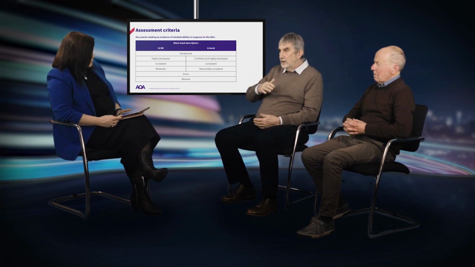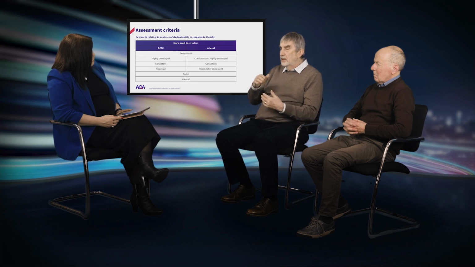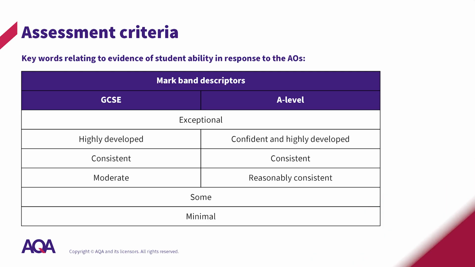Okay, and what about the levels of attainment? They're described in the mark criteria band, starting at the bottom with minimal ability and gradually working through a number of other qualitative words like some, and then highly developed, or then exceptional at the top. And those relate to the descriptions within the mark band.